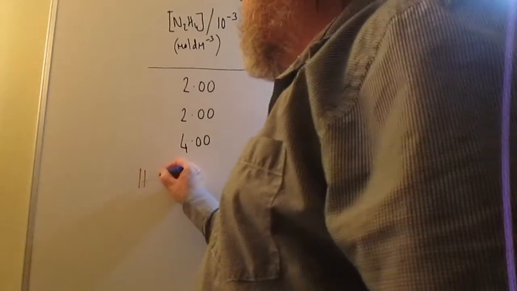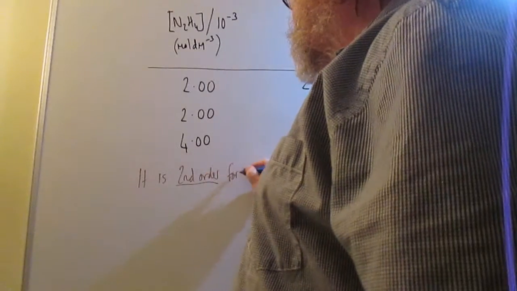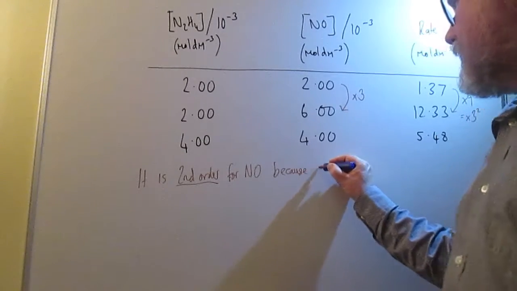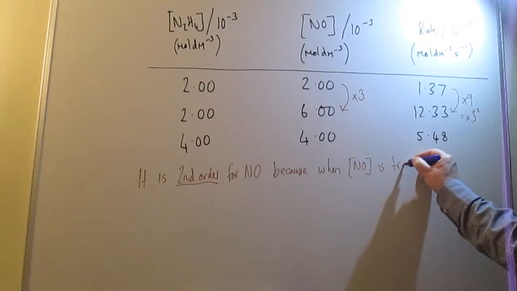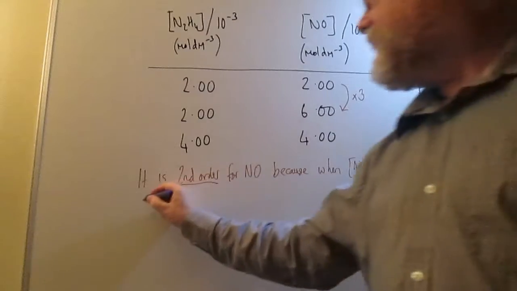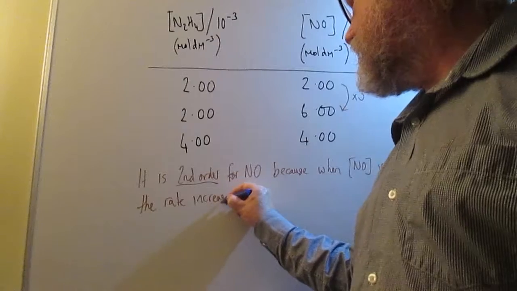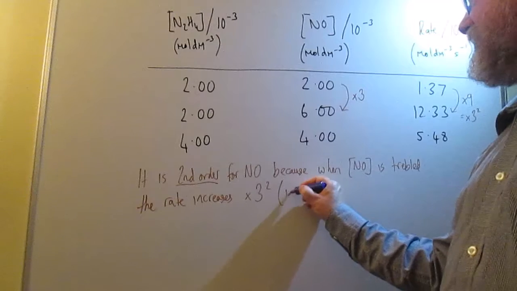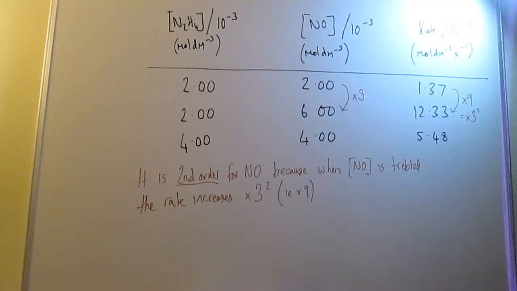So we say it is second order for NO because when the NO concentration is trebled, the rate increases times 3 squared, or times 9. Okay, times 9. Okay, and that's enough to say yes, that's clear evidence that it's second order.